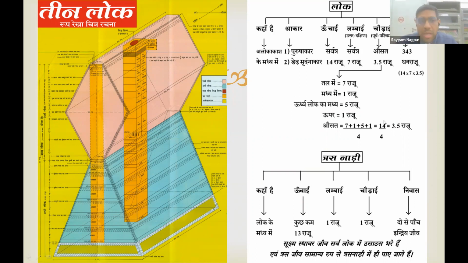So this is how you can calculate the area first, and then multiply by 7 to get the ghan raju, the volume of the whole world. So this is how we get this small calculation about the world.